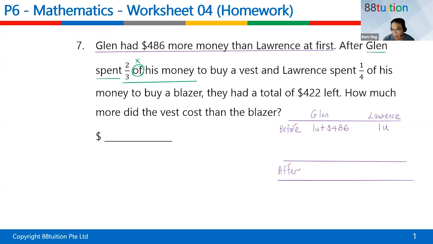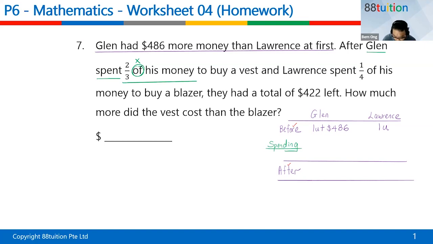Let's go and do something with Glenn first. Down here is his spending. Spending money is okay. No lah, he's not wasting his money. Don't worry. He's spending his money, and maybe he needs a vest, a blazer to look good for some wedding ceremony, maybe, right?